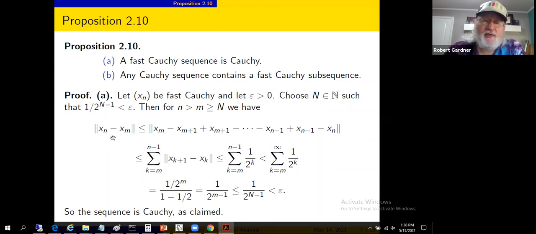So we've got the norm of the difference, x sub n and x sub m, less than or equal to 1 over 2 to the capital N minus 1. And we had chosen capital N such that that would be less than epsilon. So there's the: for all n and m greater than or equal to capital N, the norm of the difference is less than epsilon. It's a Cauchy sequence. So fast Cauchy sequences are Cauchy sequences. Next, any Cauchy sequence contains a fast Cauchy subsequence. So now a result about subsequences.